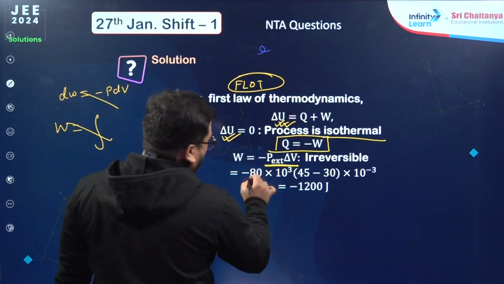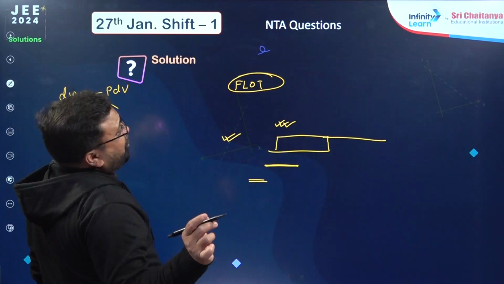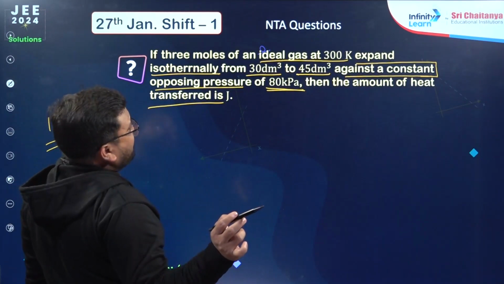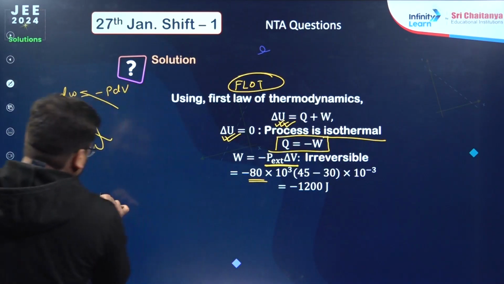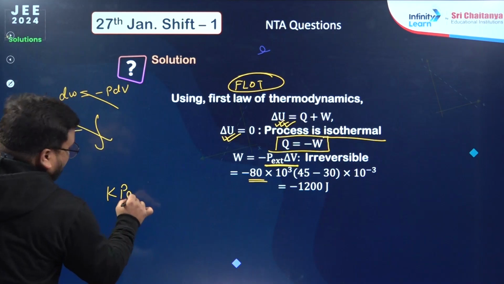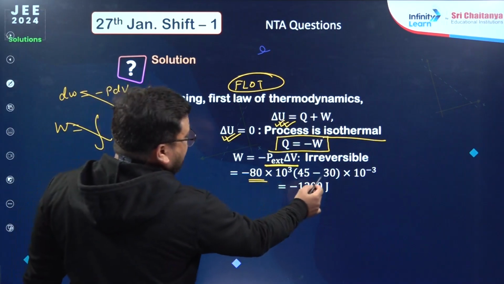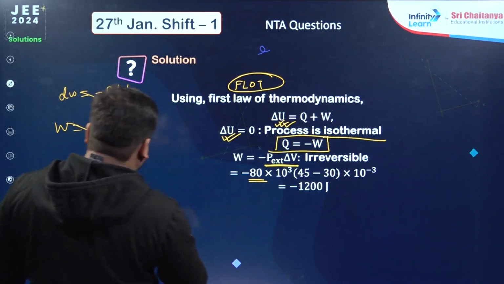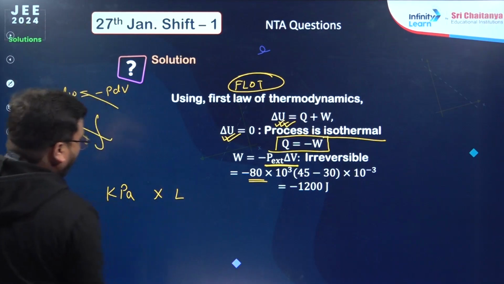Okay, so try this. This is 80, take care of the value. This is 80 kilopascal. Okay, so this is kilopascal, and there is dm cube. Dm cube means liter. Okay, dm cube means liter.